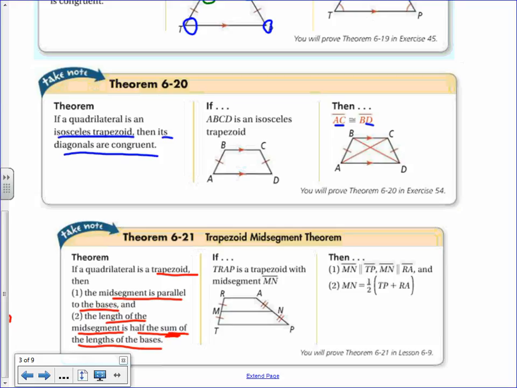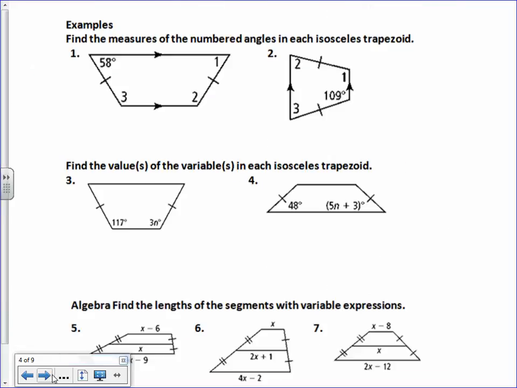And the second part there tells us the mid segment MN is half the sum of the other two, the two bases. All right, we're going to use that a little bit now. So first of all, let's do number one. Number one says, find the measures of the numbered angles in each isosceles trapezoid.